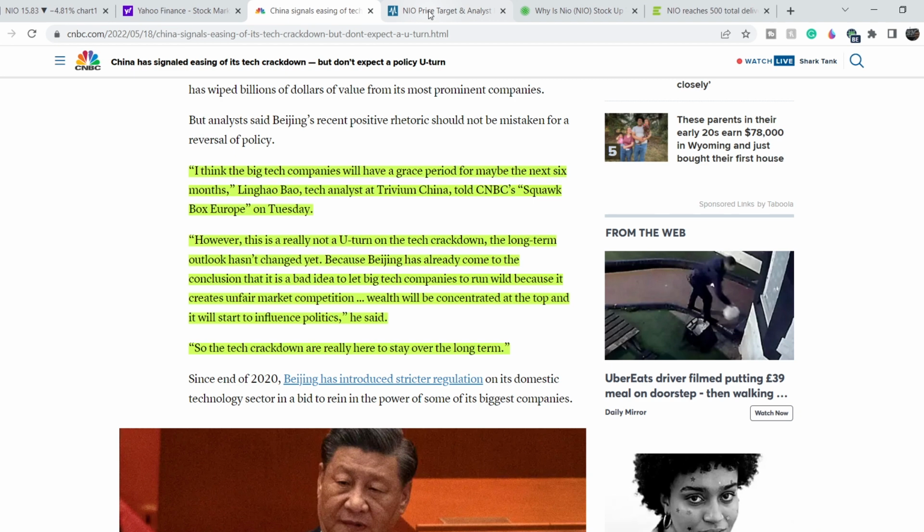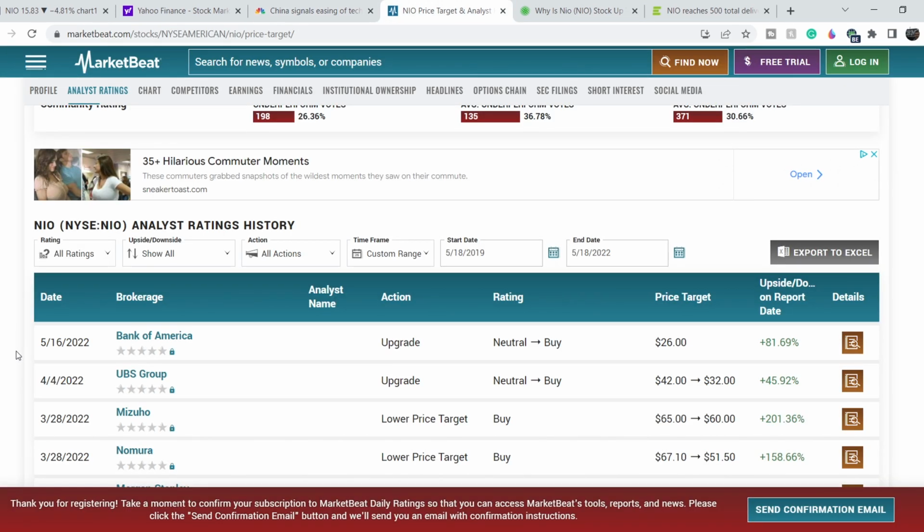So let's continue with the news directly related to NIO. On May 16th, just 2 days ago, we have a new rating that was made by Bank of America, and they upgraded its rating from neutral to buy and set the price target of $26. That implies about 81% of upside potential for this asset.